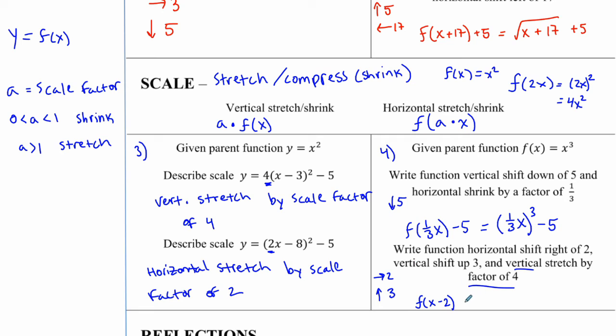Inside, up 3. And a vertical stretch by a factor of 4. So I'm going to multiply this function by 4. So here's what that looks like. We're going to do 4 parentheses x minus 2 cubed, because that's our parent function, plus 3. Okay, and I definitely suggest you try graphing these and graph the original and see how they change. See if you can really spot the changes step by step.